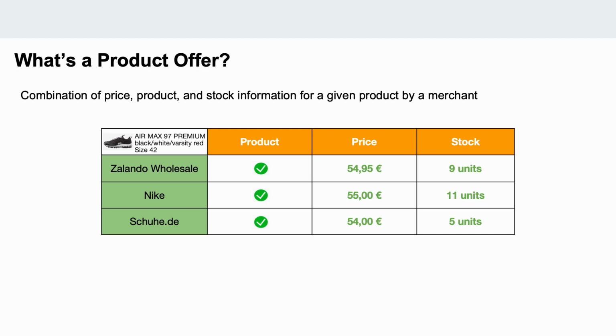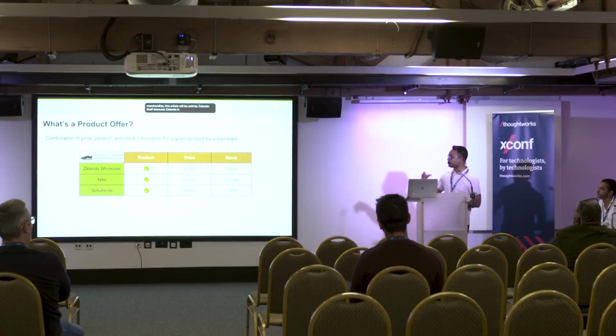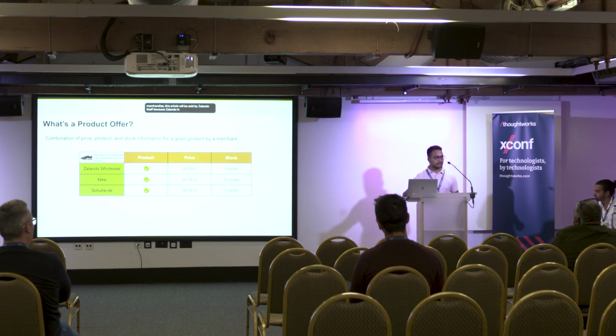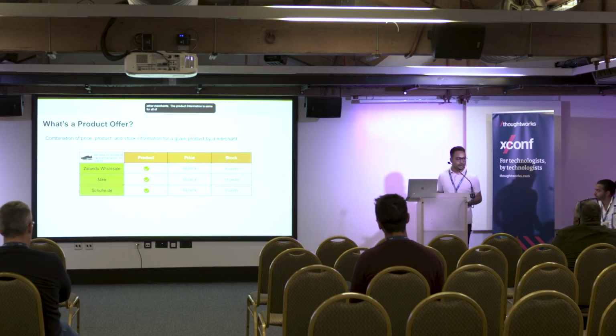Product information is the same for all the merchants. This article could be sold by Zalando itself because it's stored in Zalando's warehouse. It could be sold by Nike or some other merchants, for example, Shoehead.dev. The product information is the same for all of the merchants because it's the description of the shoe, weight, the model wearing it, all of those things. So no matter where you buy it from, you'll always receive the same shoe. They will always have the same images and everything. That's why the product information is the same.